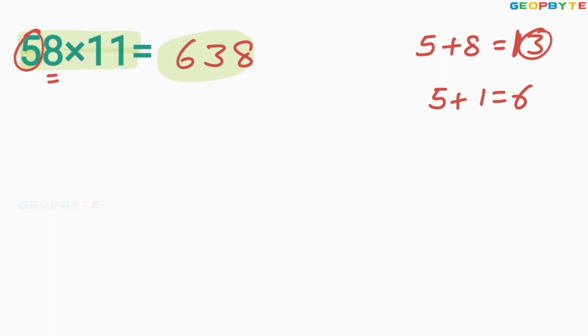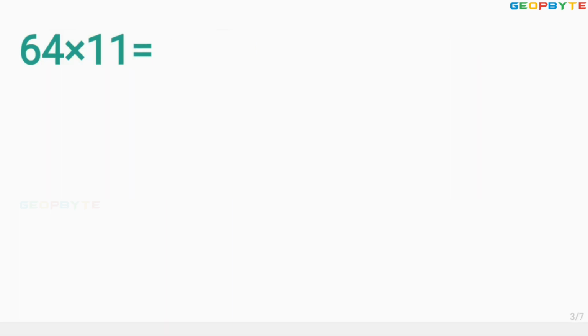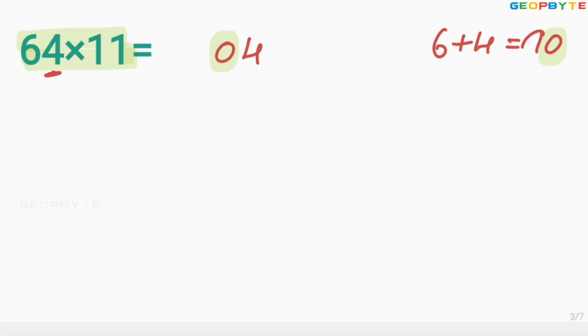Similarly, let us go for another multiplication. Look at the next one, 64 into 11. You write this 4 as it is. Add the 6 and 4, for getting 10, you write this 0 here, and 1 is coming under carry forward. This carry forward you add to the 6. 6 plus 1 equals 7.